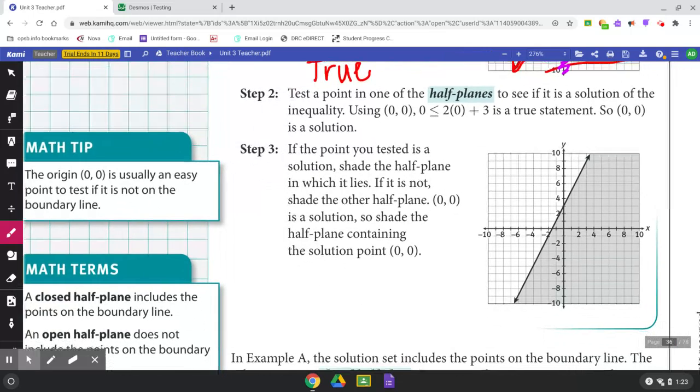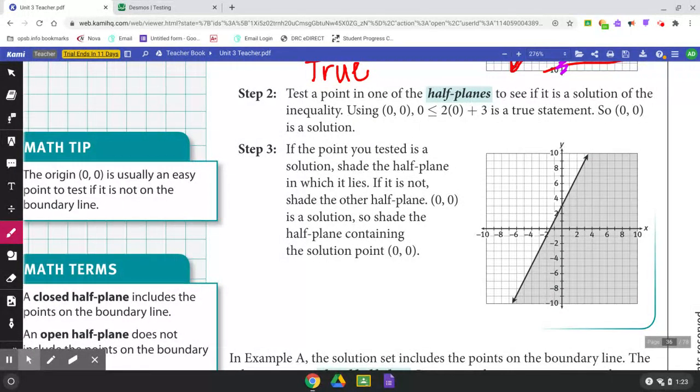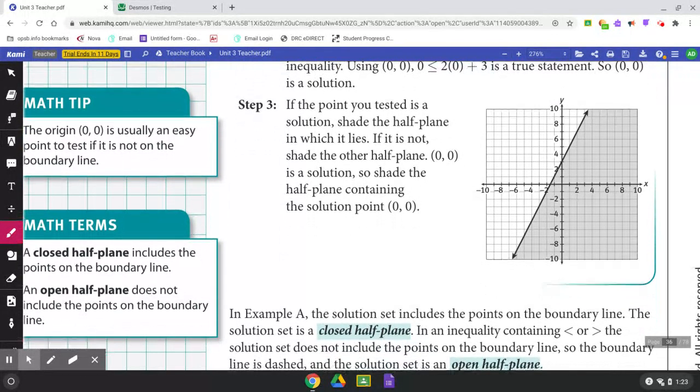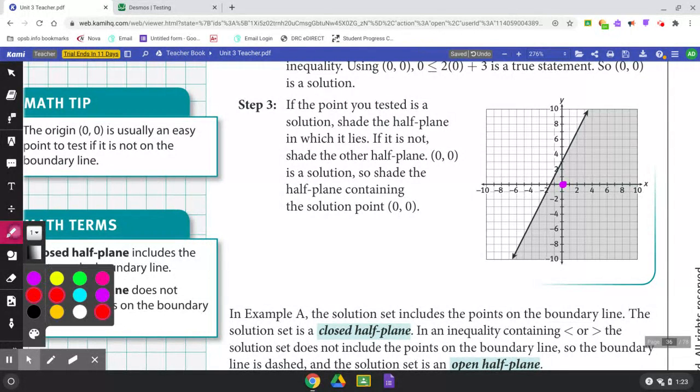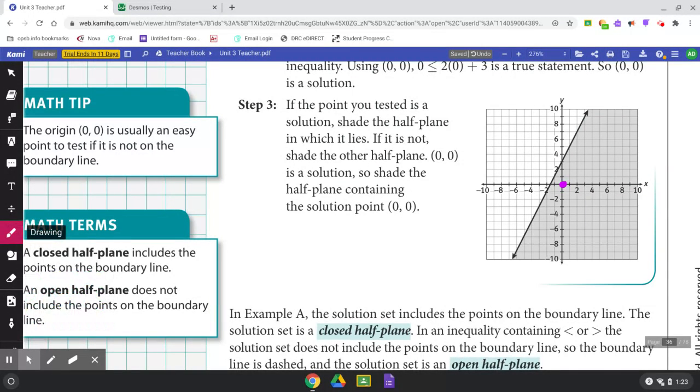Step 2, let me just read that point. Test a point in one of the half planes to see if it is a solution of the inequality. If you substitute in and you get a true statement, then it is a solution. If the point you tested is a solution, shade the half plane in which it lies, which we did. Our test point was here, and we shaded that region. I'm going to change back to red so you can see my annotations clearly. If the test point that you chose is not a solution, shade the other half of the plane. So if that test point gave you a false statement, you would have shaded up above.